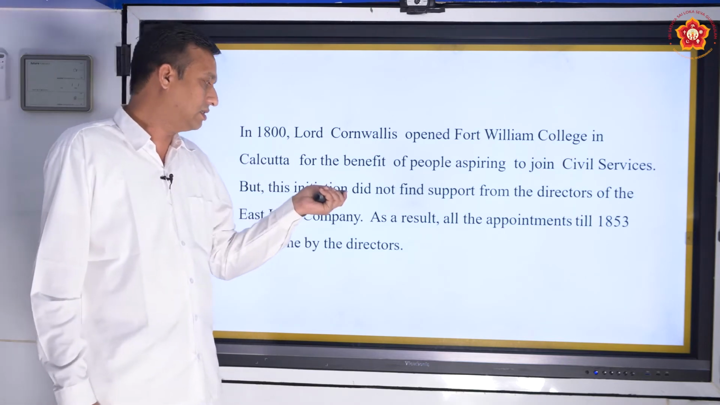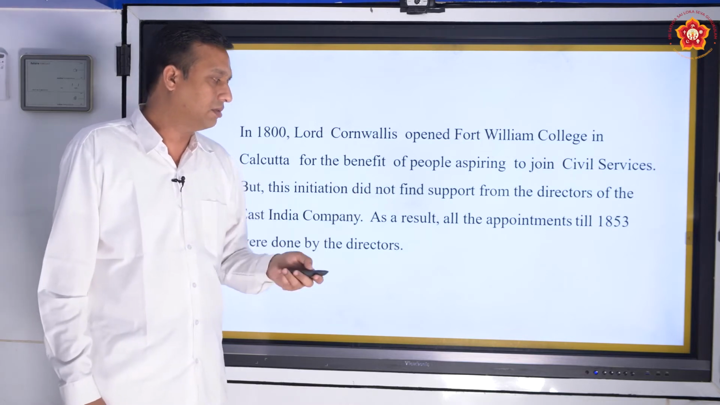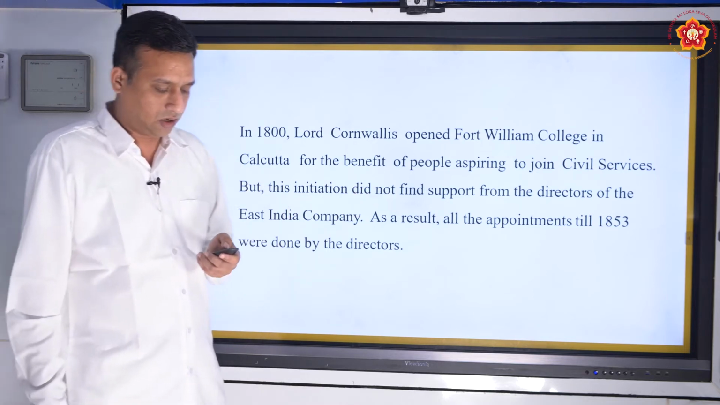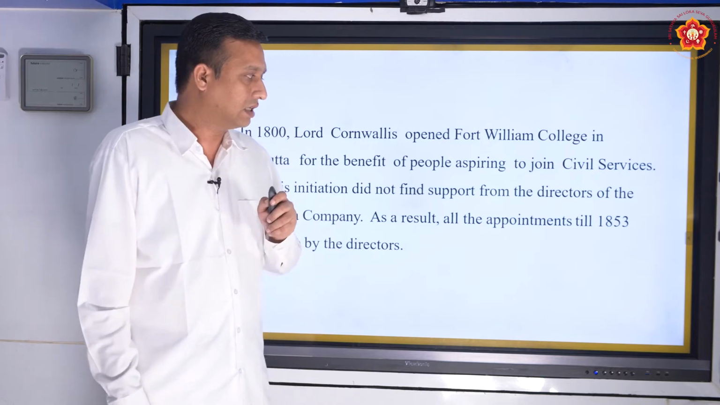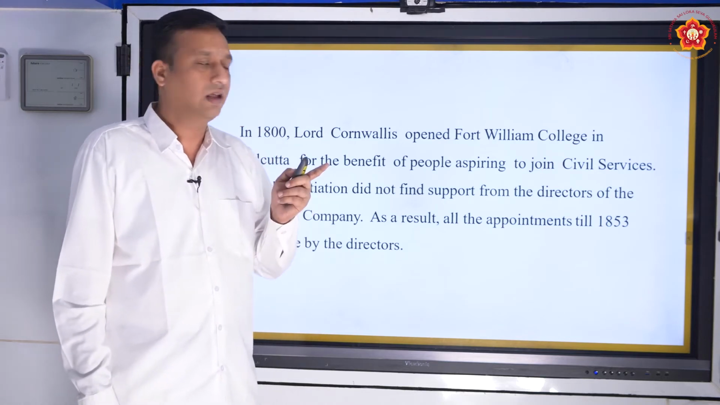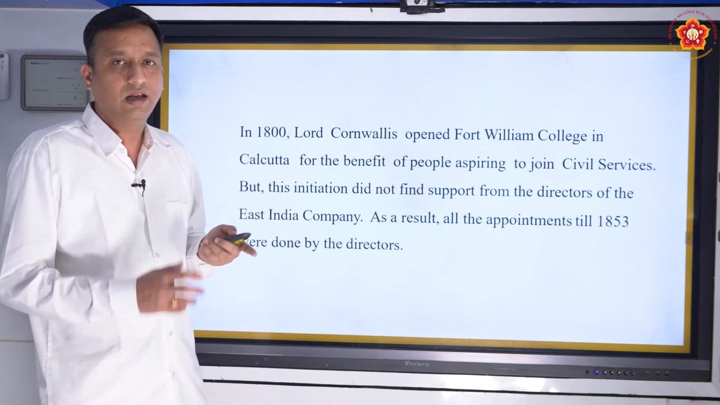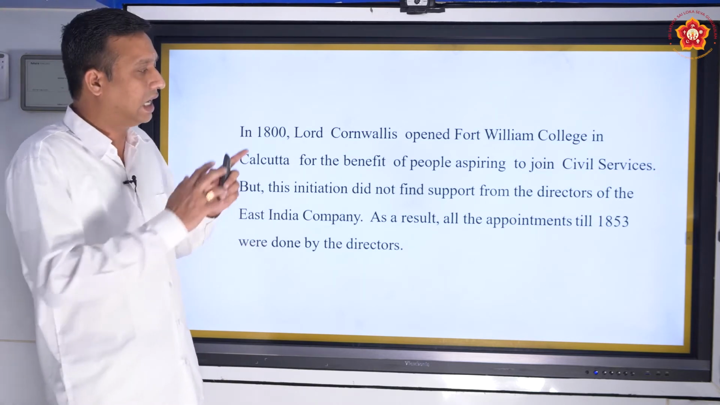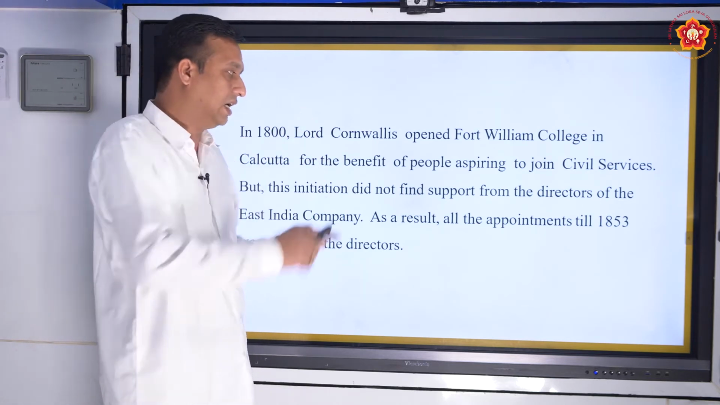But this initiation did not find support from the directors of the East India Company, because until 1857, after the first war of Indian independence, when it came under the Queen, it was under the control of the East India Company. Till that time it was the control of the East India Company.